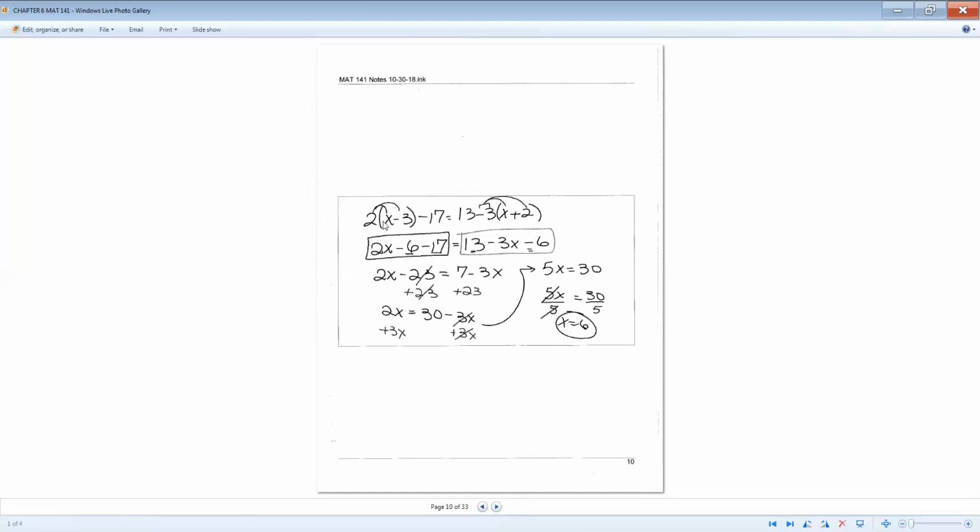Here we have 2 times the quantity of x minus 3, minus 17, equal to 13 minus 3 times the quantity of x plus 2. Distribute 2 times x, 2 times negative 3, that's 2x minus 6, minus 17 still there, equal to, distribute not just 3, but negative 3: 13 minus 3x minus 6. Negative 3 times x, times 2.